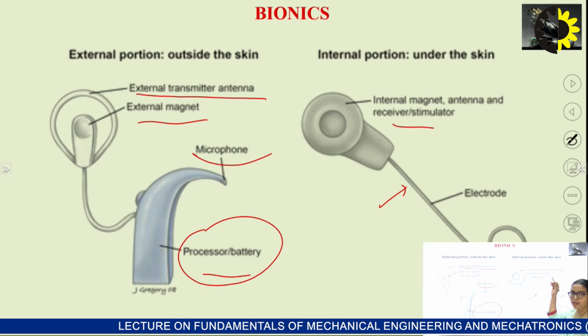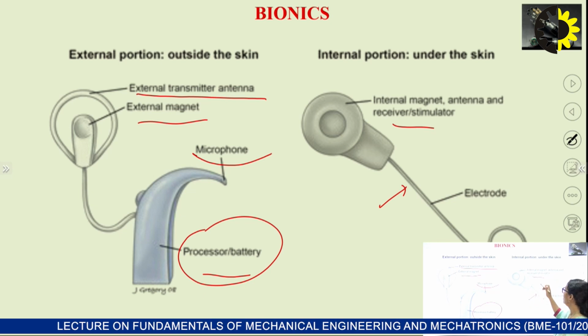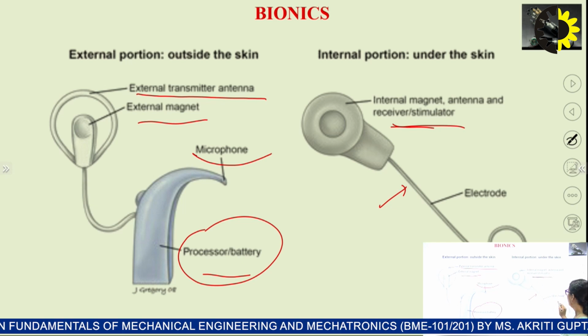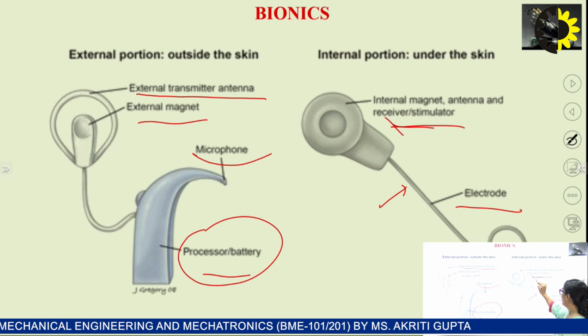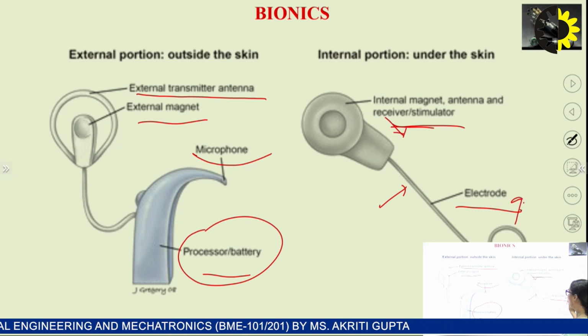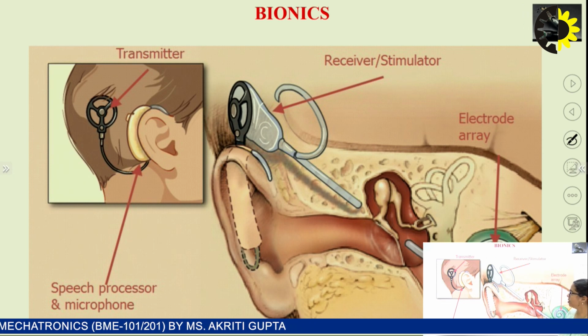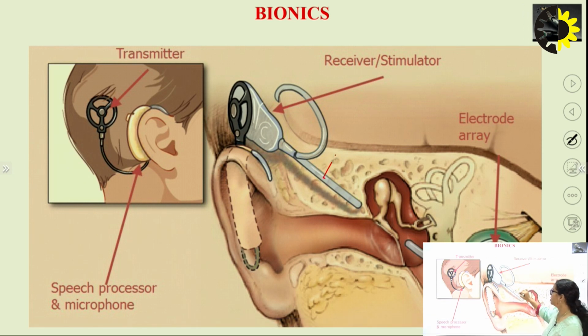This is the internal part, which is operated into the body: internal magnet, antenna and the receiver, stimulator and electrode, which transmits the signals from the sound receiver to the cochlear nerve. This is how it looks. This is the internal part and this is the external part of the cochlear system.